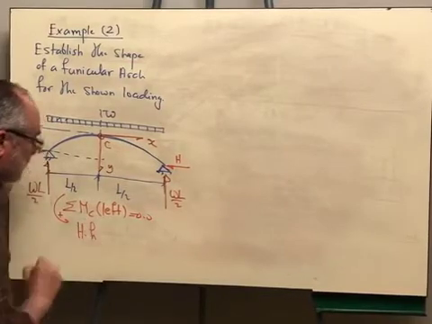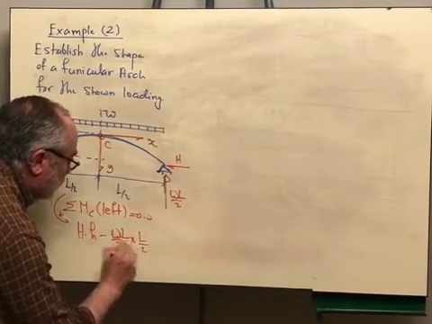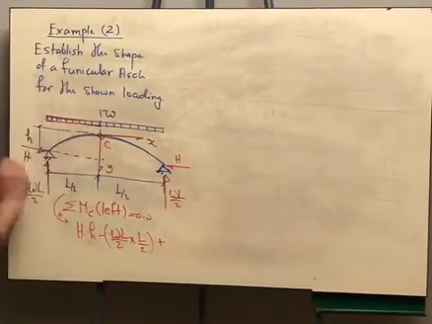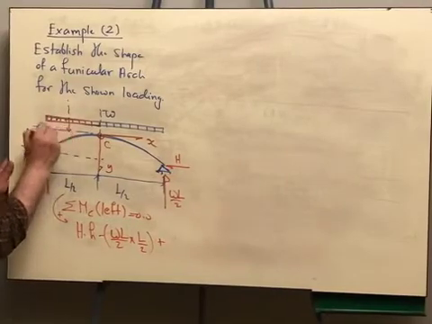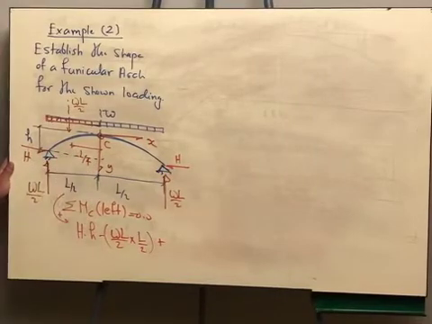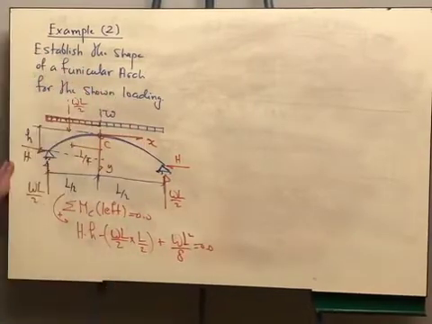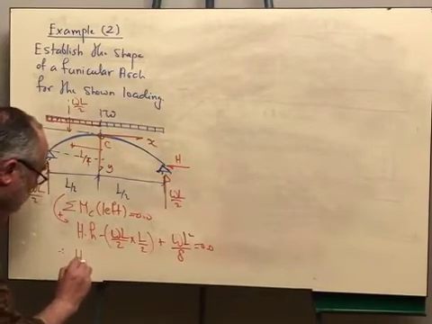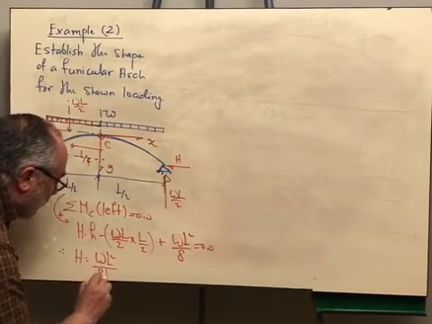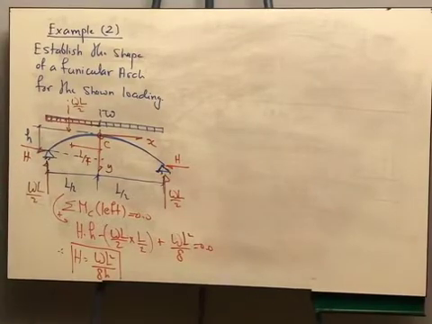Then I am having H multiplied by h minus WL over 2 times L over 2. And this is plus. I will have to take the moment caused by the portion of the load left of C. This load here is WL over 2, and it is at a distance of L over 4. So this is plus WL square over 8 is equal to 0. From there, the value of H will be WL square over 8h. So this is the magnitude of the horizontal reaction.